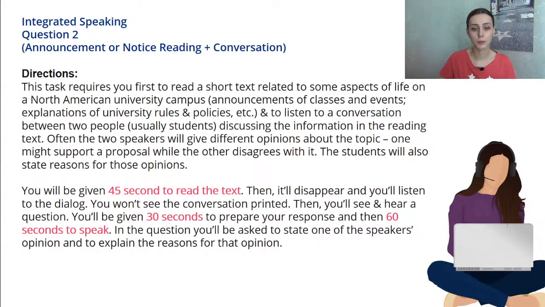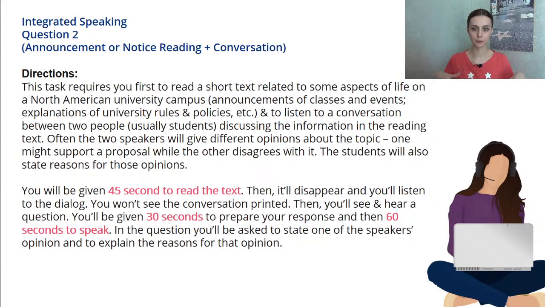This task requires you first to read a short text related to some aspects of life on a North American university campus. It can be announcements of classes and events, explanations of university rules and policies, etc. Then you have to listen to a conversation between 2 people, usually 2 students, but it can be a student and a professor, discussing the information in the reading text. Often the 2 speakers will give different opinions about the topic. One might support a proposal while the other disagrees with it. They will also state reasons for those opinions. You'll be given 45 seconds to read the text, so make sure that you are ready for this.